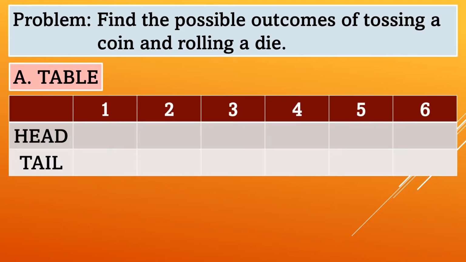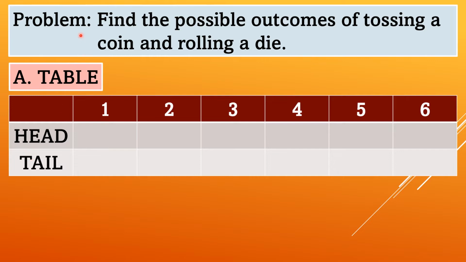On the first row, we have the numbers 1 to 6, and this represents the possible outcome if the die is being rolled. Since we have 6 faces of a die, we have 1, 2, 3, 4, 5, 6. These are the possible outcomes of rolling a die. In the first column, we have head and tail. So these are also the possible outcomes of tossing a coin.